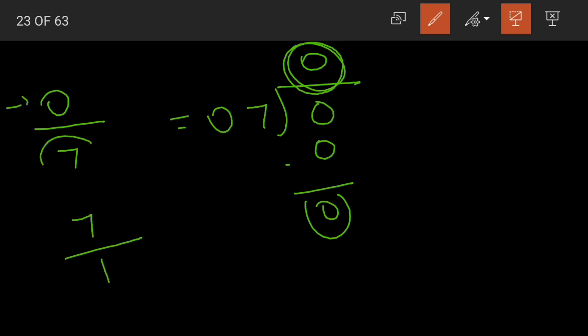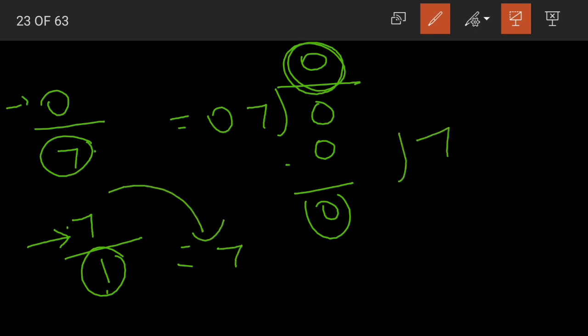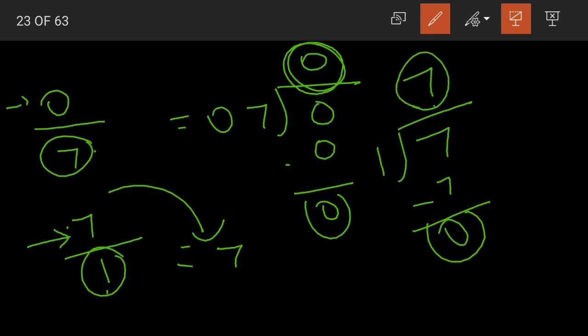Dividing 0 with any number. Here we are dividing any number with 1. Whenever we divide any number with 1, the answer will be the number itself. See, dividing 7 with 1. 1 sevens are 7. When we subtract, the remainder is 0. So the answer is 7.